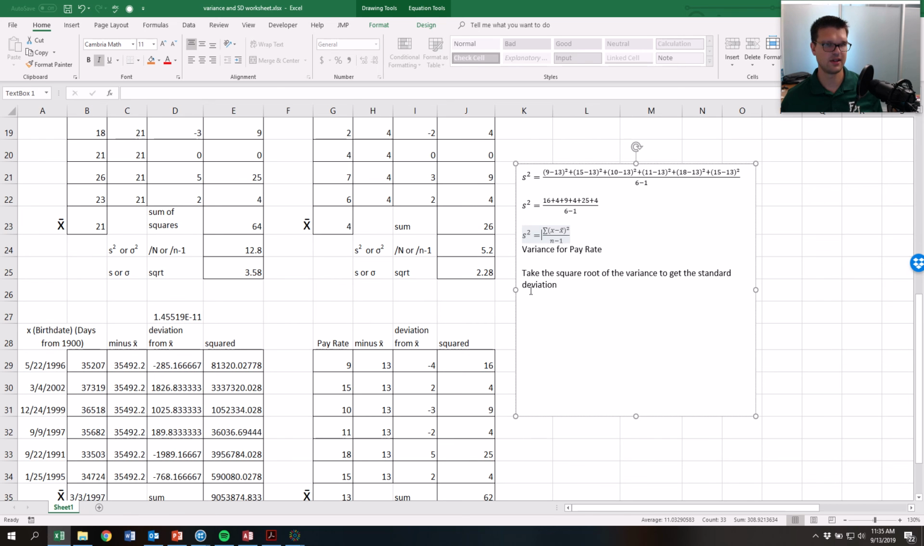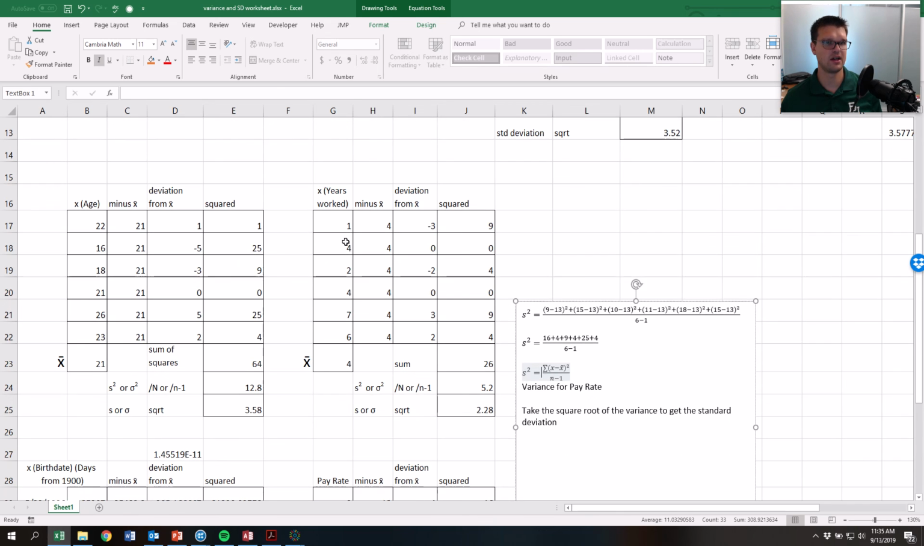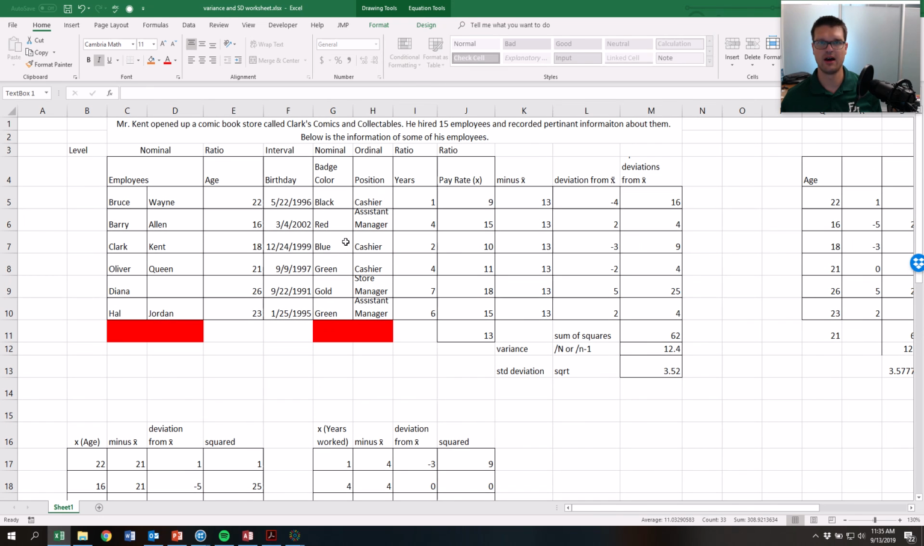So that is the end of this, and I hope that this was beneficial for you. Feel free to let me know if you have any questions. Once again, you can't do variance and standard deviation for the qualitative, but you can do it for the quantitative.